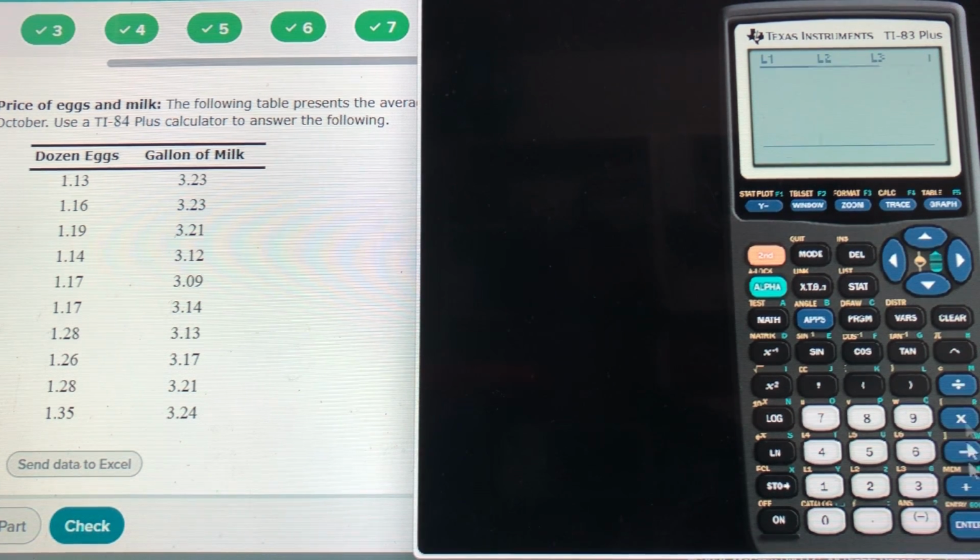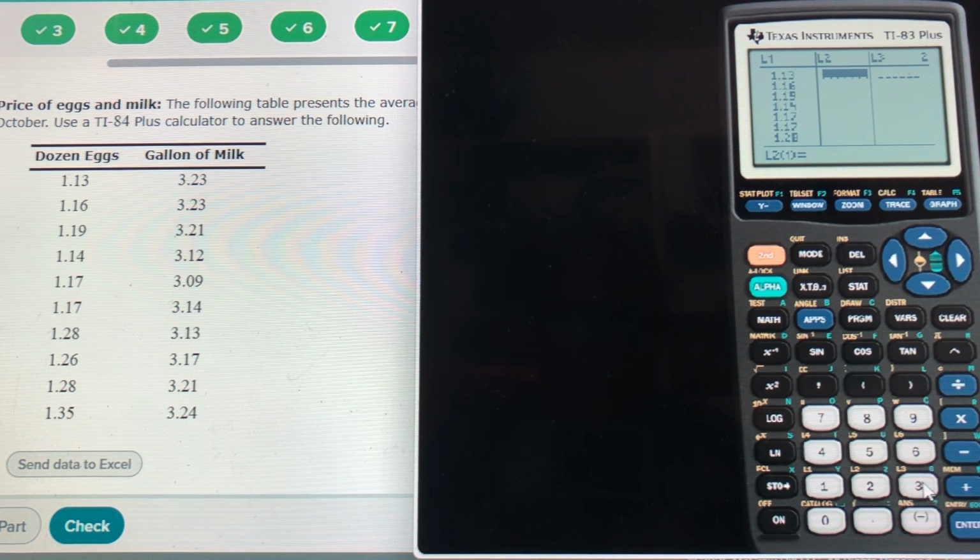Unfortunately, this one's got messy data to work with, but I'll clear out my lists. Put all the egg prices into L1: 113, 116, 119, 114. There's two different 117s, but put them both in. 128, 126, 128, 135.